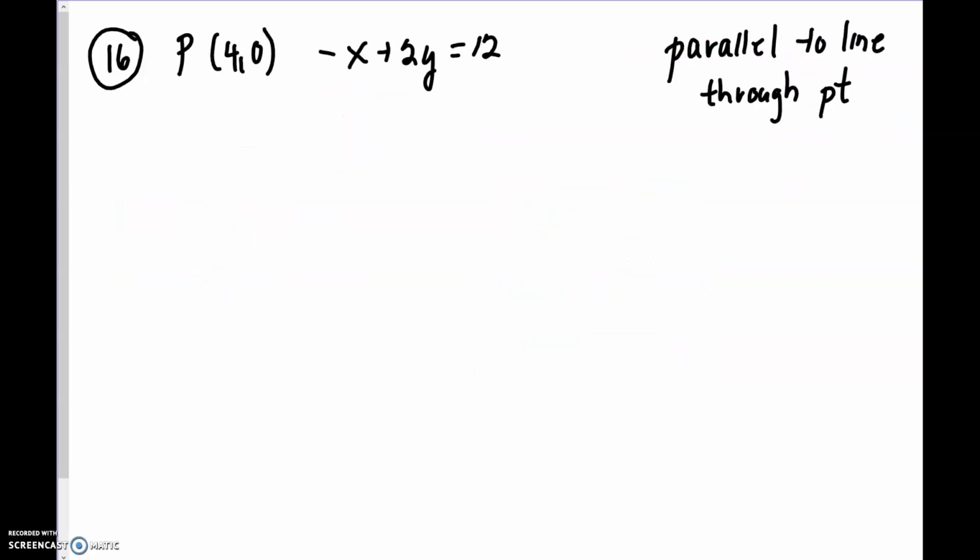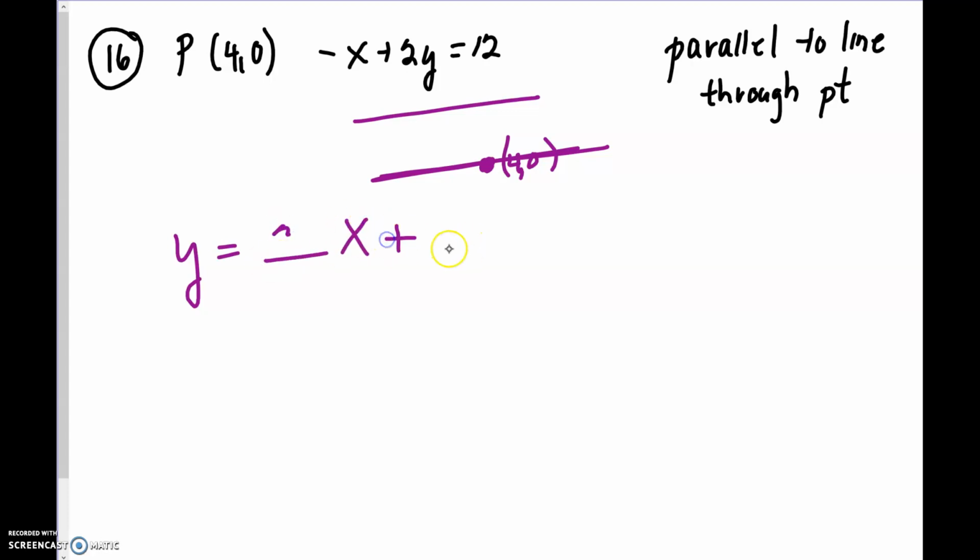All right, number 16 wants us to write a line. So we have this black line right here, and we have a point right here that's 4, 0. They want us to write an equation of a line that is parallel to that first one and through this point. So if I'm going to write a new equation, I have y equals blank x plus blank. In order to do that, I need to know what the slope of the black line is. Because if I know the slope of the black line, then I can find the slope of the purple line because those 2 lines are parallel.